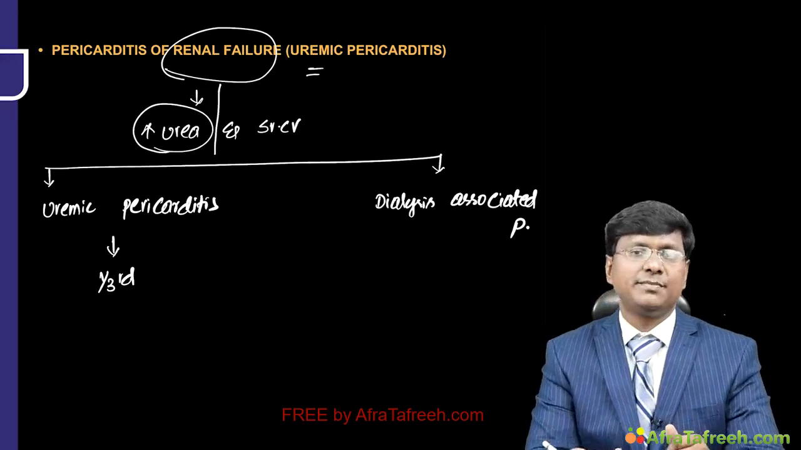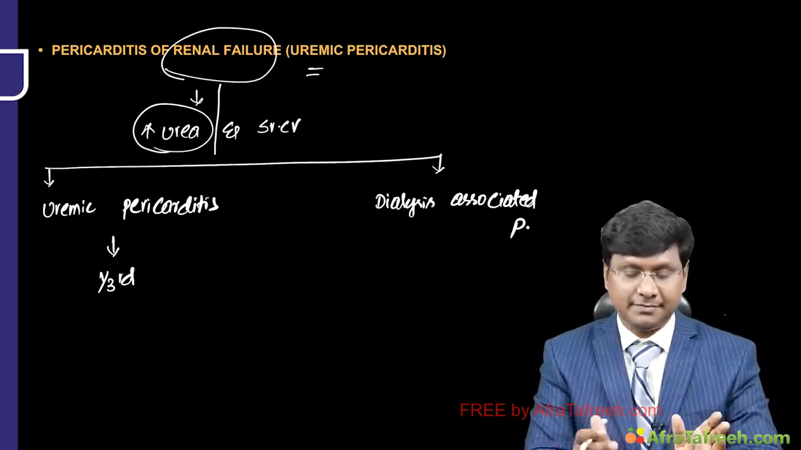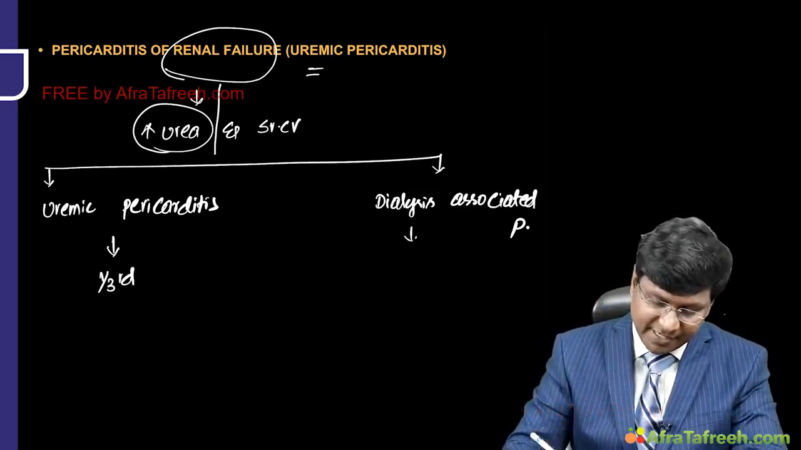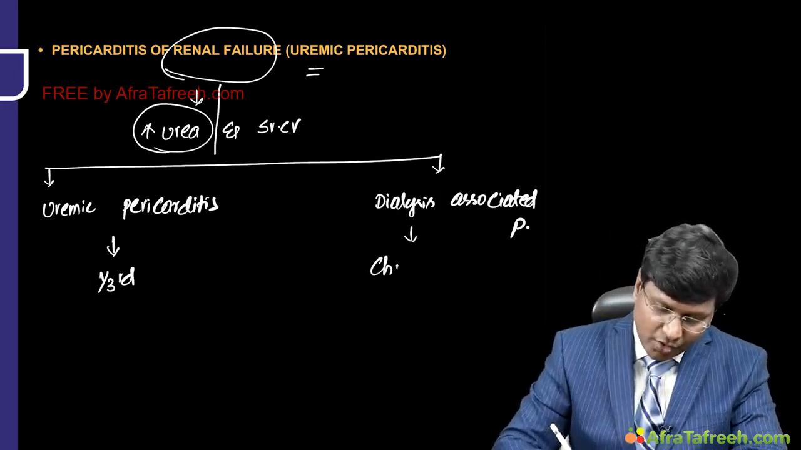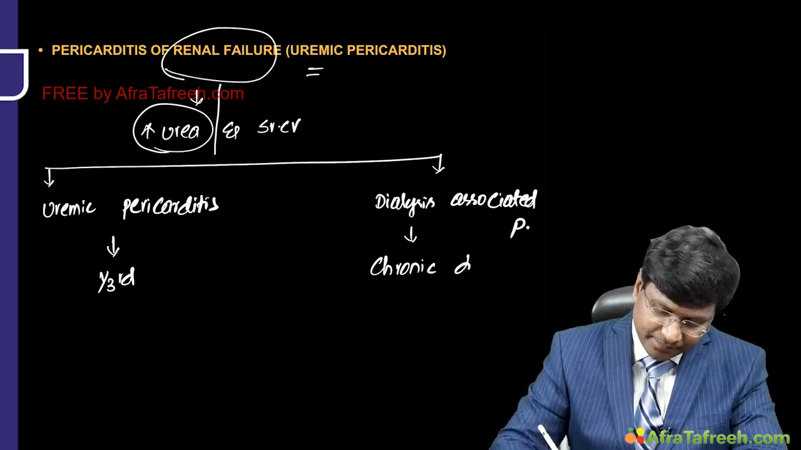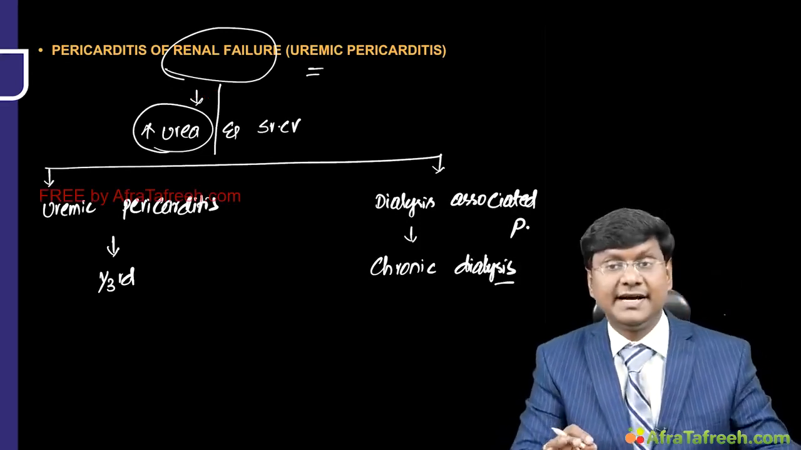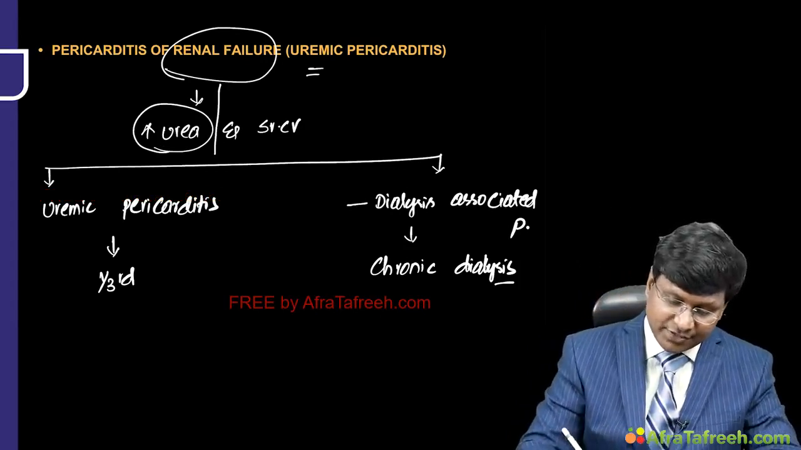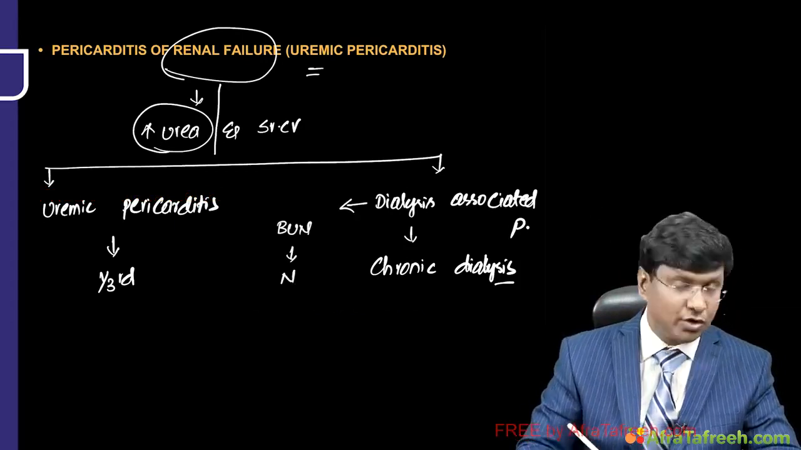Because of the uremic gastroparesis, the individual will have hiccups and vomiting. So all these will be there. And now you take this dialysis associated pericarditis. It is seen in patients who are undergoing chronic dialysis. In them, you come across this dialysis associated pericarditis. Now, in these patients with dialysis associated pericarditis, the blood urea nitrogen levels may remain normal.